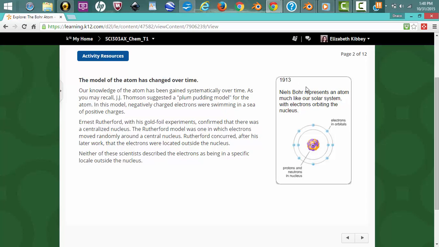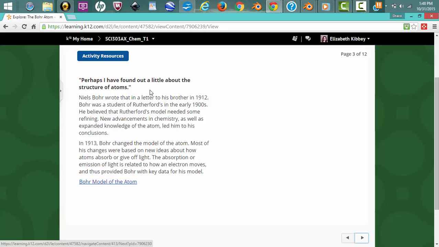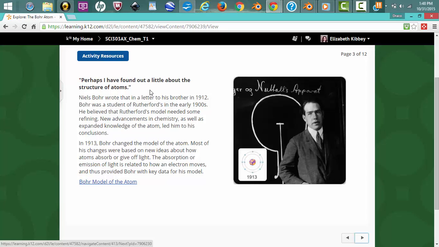Looking at this picture, we see that in 1913, Niels Bohr represents an atom, much like our solar system, with electrons orbiting the nucleus. Here are the electrons and their orbitals, and here are the protons and neutrons in the nucleus. Quoting Niels Bohr, he said, "Perhaps I have found out a little about the structure of atoms."